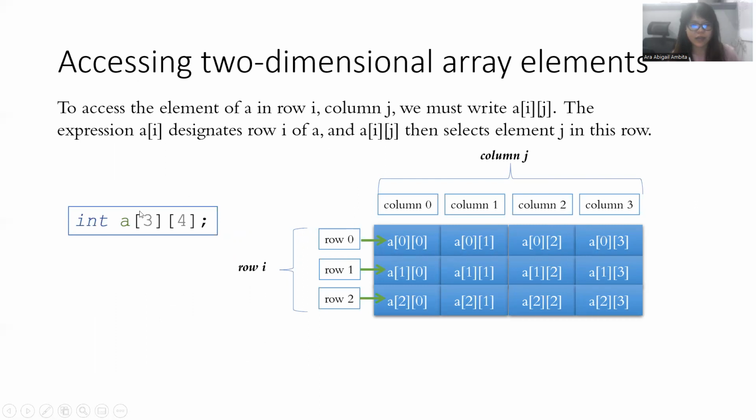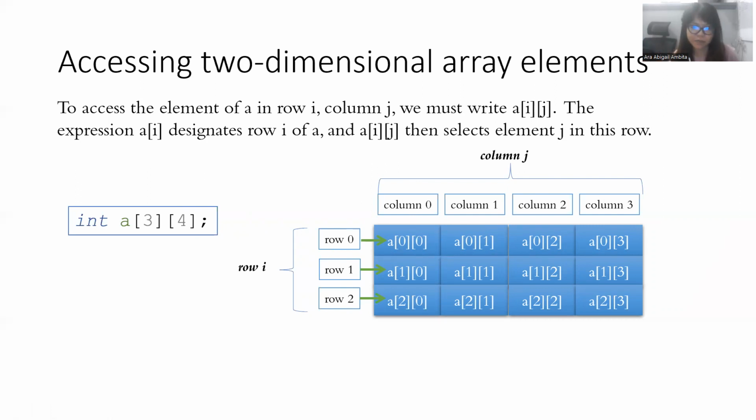For example, we have an integer array A with sizes 3 and 4, which means that we have 3 rows and 4 columns. So you can visualize it like a table with 3 rows and 4 columns. As we have specified before, both of these indices will begin with 0.